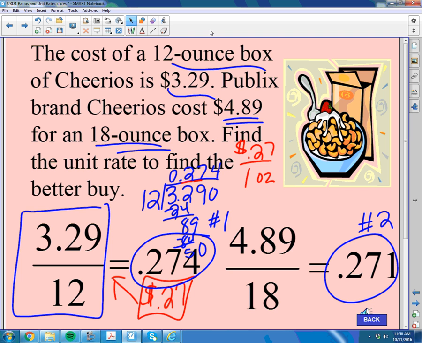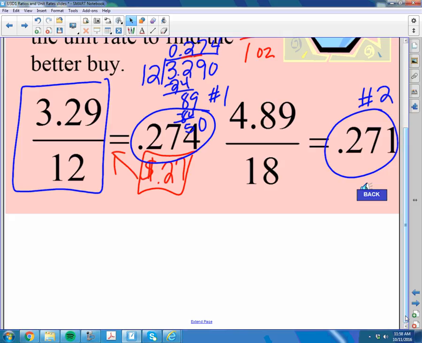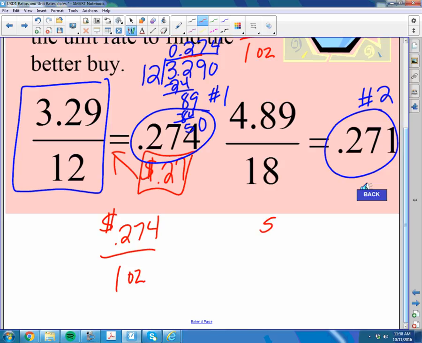It's multiplied by the state, so Texas is like 8. If you find out that the one on the left is 0.274 per every 1 ounce, and the one on the right is 0.271 for every 1 ounce, you now know which one's cheaper. Therefore, you know which one's the better deal.